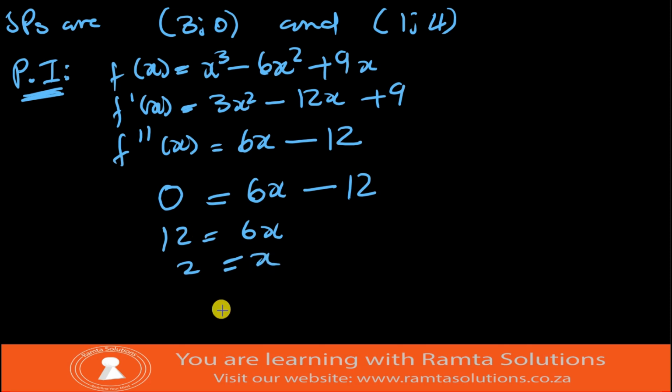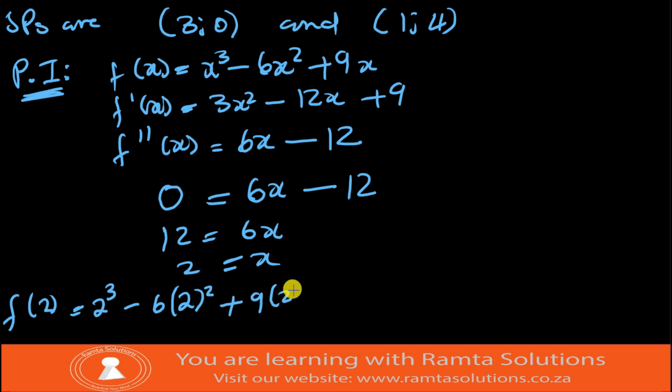Right? x equals 2. Having said that, you will now need to substitute this value into your f of x to get the corresponding y value. So this is f of 2 equals 2 cubed minus 6 into 2 squared plus 9 into 2. What is this? It's 8, minus 4 times 6, it's 24, plus 18.